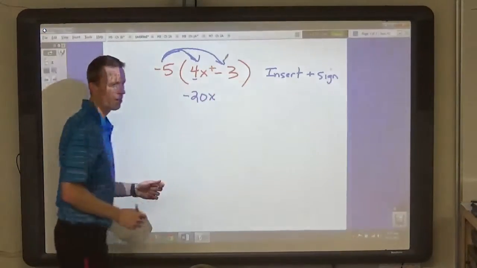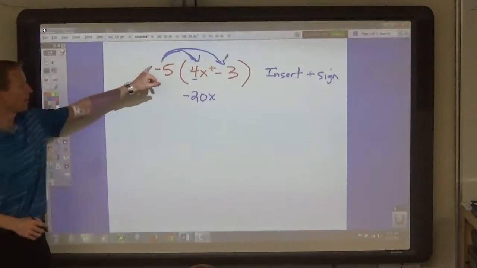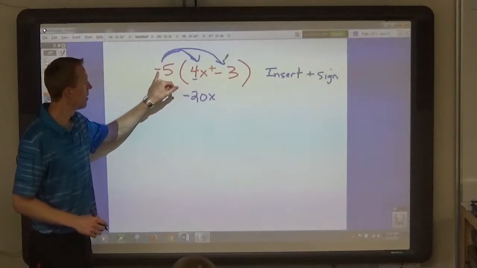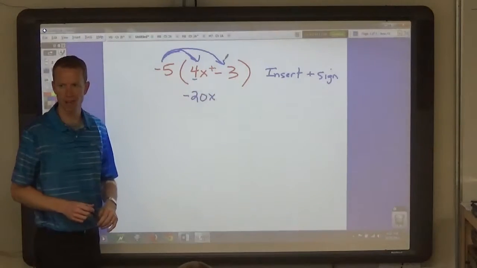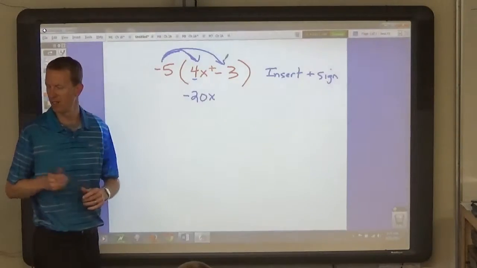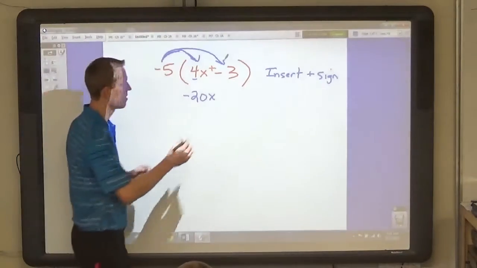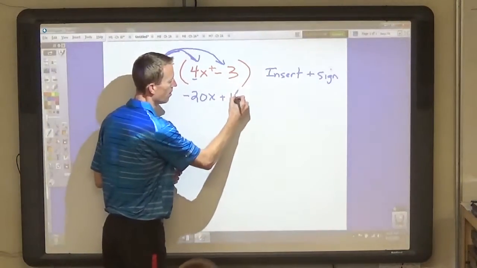Then you have to draw another arrow. And you have to put that as negative 5 times negative 3. What's negative 5 times negative 3? Positive 15.